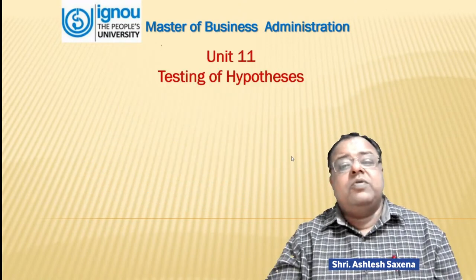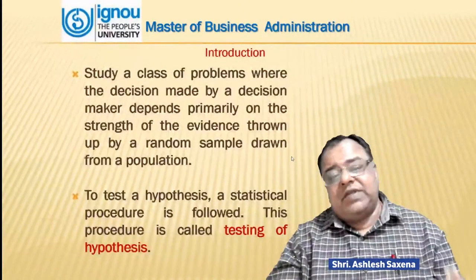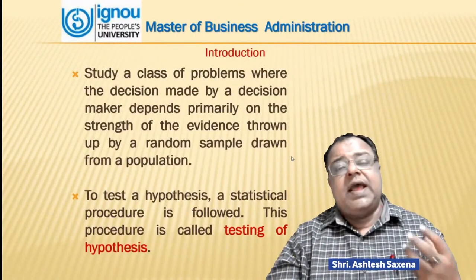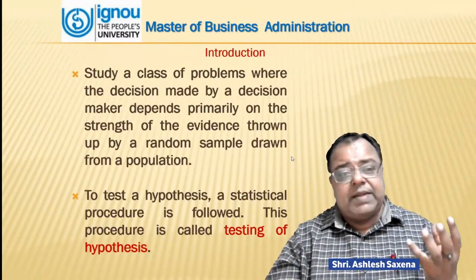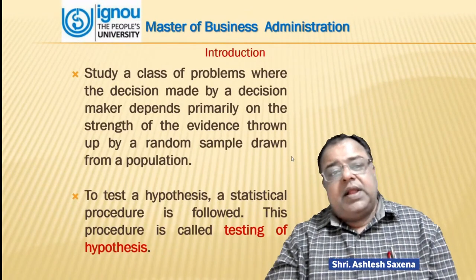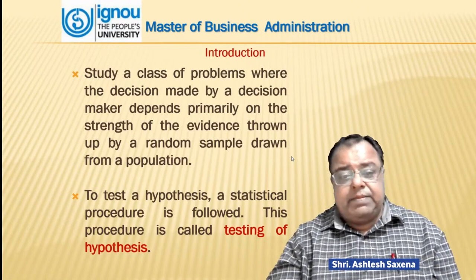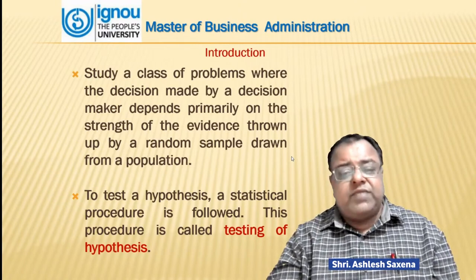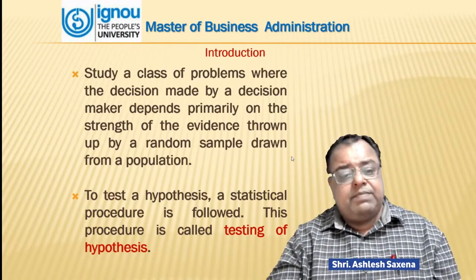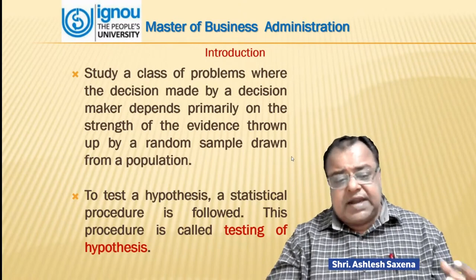Now we move on to Unit 11, which is related to testing of hypothesis. First of all, we will see what is meant by hypothesis and what are the procedures which are applied to test these hypotheses. We study a class of problems where the decisions made by a decision maker depend primarily on the strength of the evidence thrown up by a random sample drawn from a population. To test a hypothesis, a statistical procedure is followed, and this procedure is called testing of hypothesis.